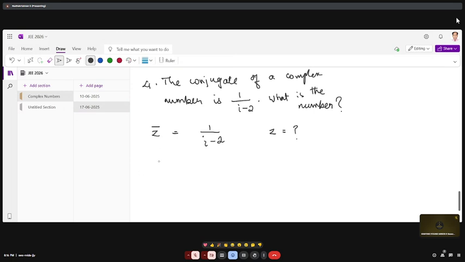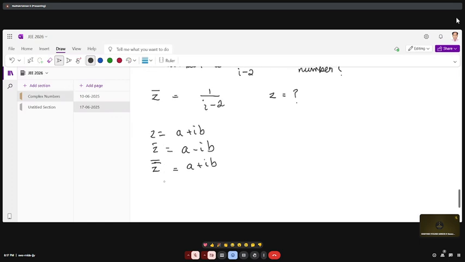So the rule here is the conjugate of a conjugate will give you the number itself. Because the number is, let us say, a plus ib, its conjugate is a minus ib, and if you take another conjugate, again it will become a plus ib. Conjugate means keep the real part as it is, only change the sign of the imaginary part. So the conjugate of a conjugate is the number itself. That is the rule we are going to apply.